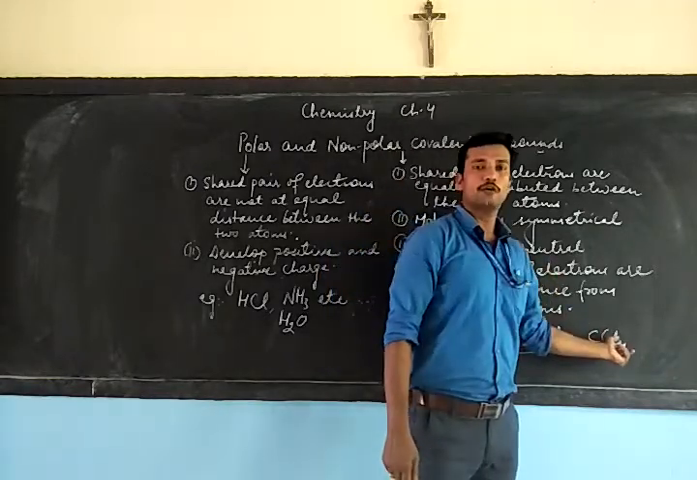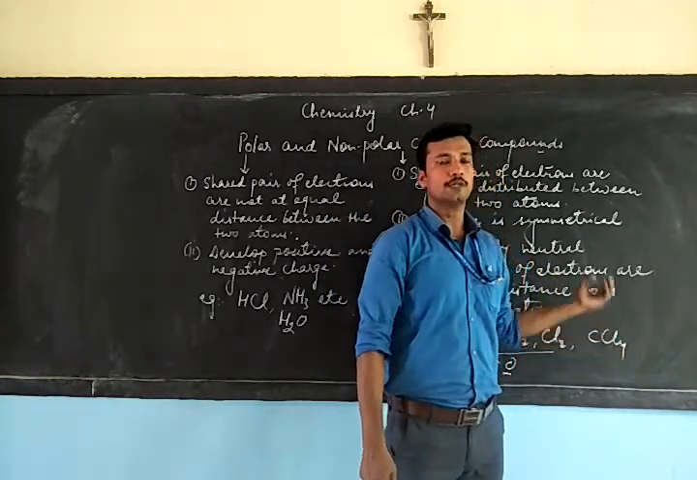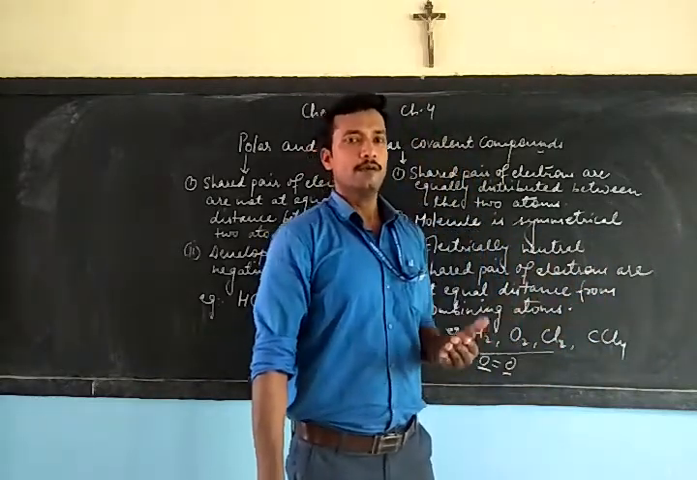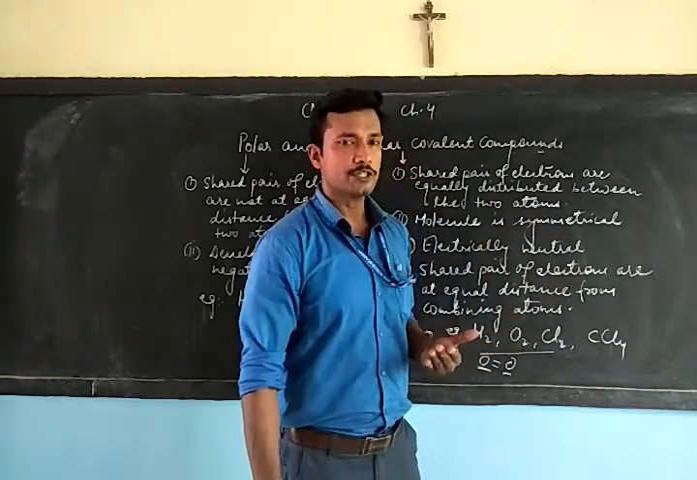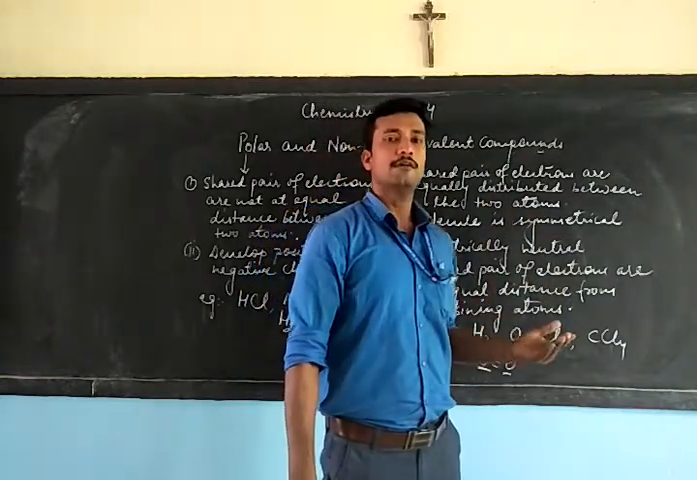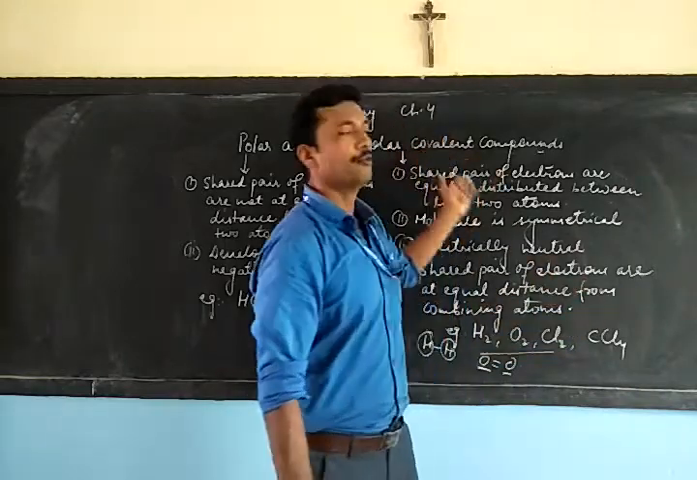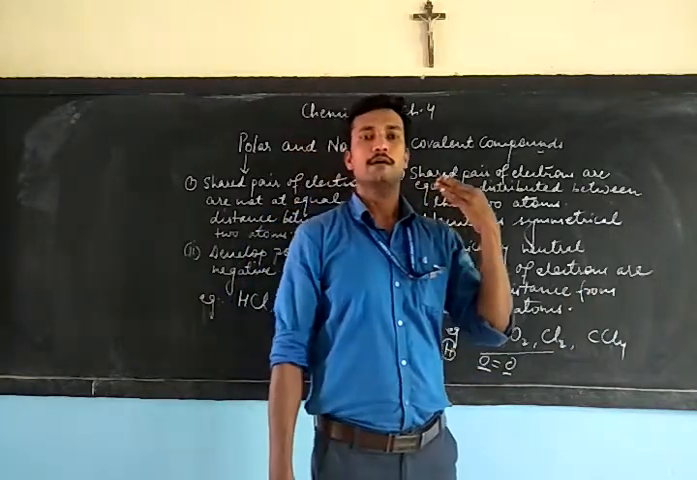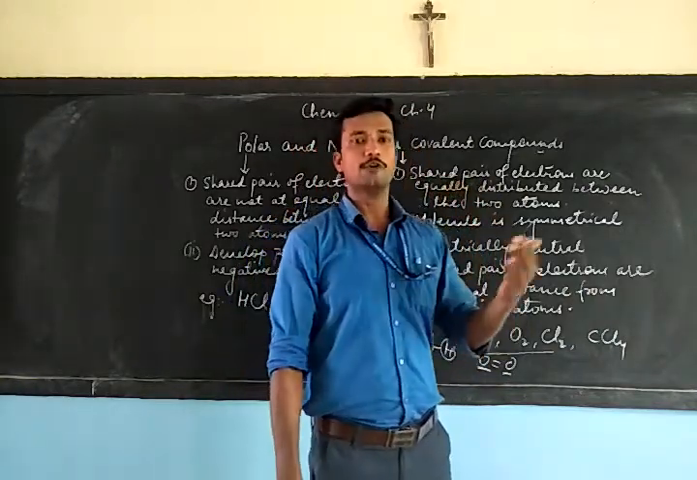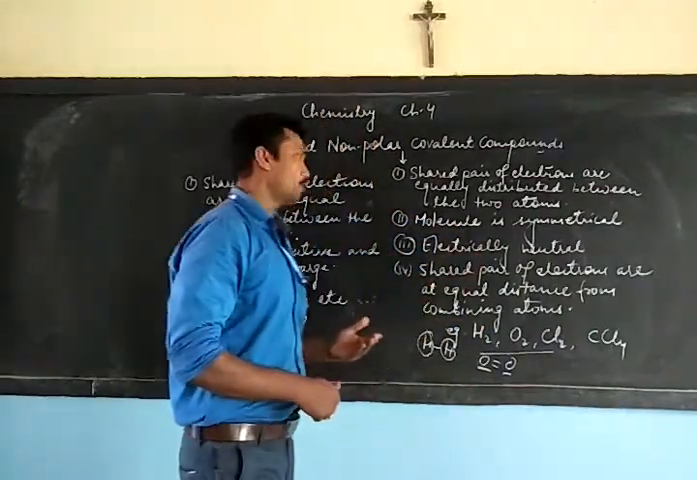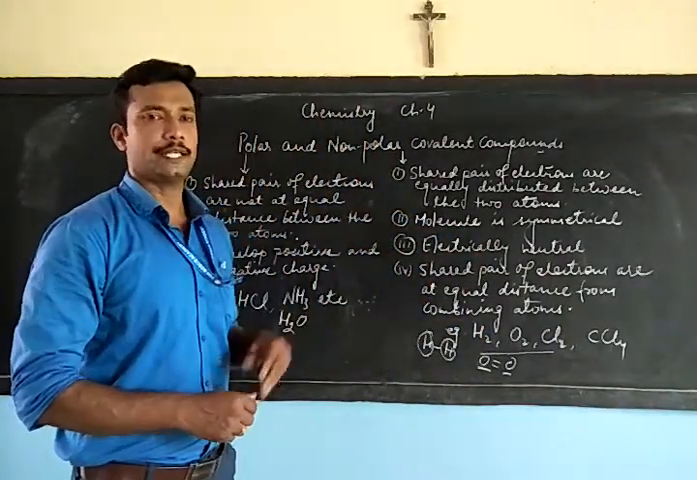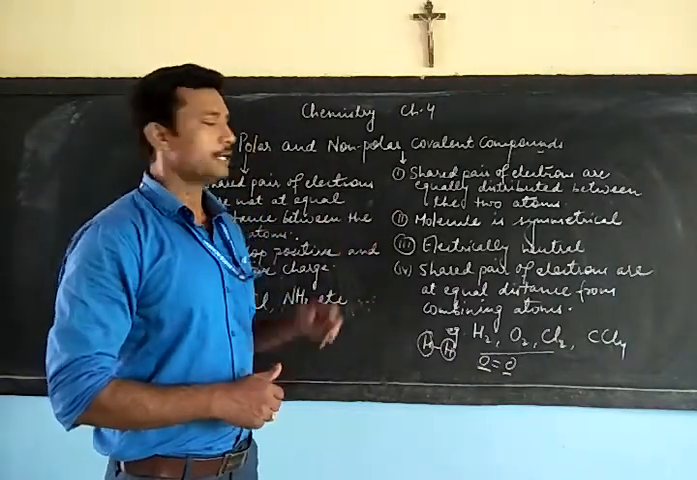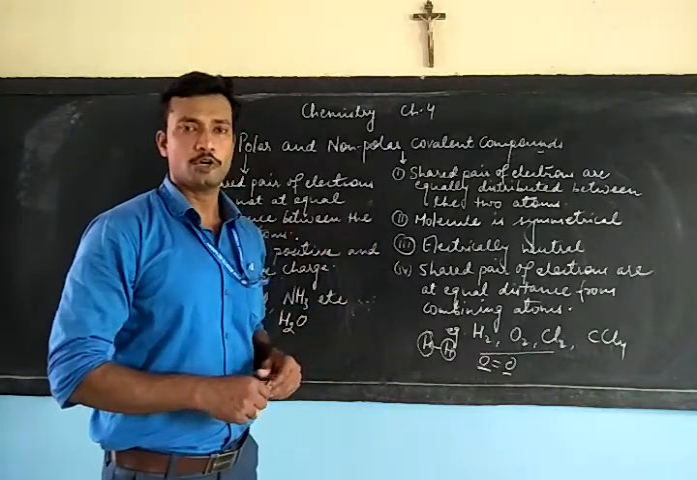But in carbon tetrachloride, you find that though the combining atoms are not identical, where chlorine has more tendency to gain the shared pair of electrons, still the compound will be non-polar because it won't carry any charge. So let us see, with the help of the electron dot structure, why certain compounds are polar in nature and certain compounds are non-polar.